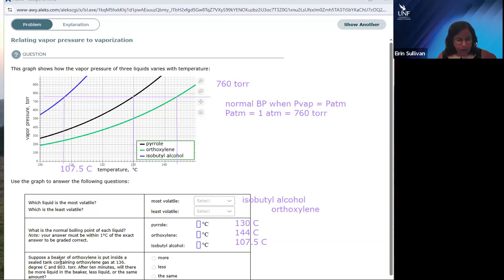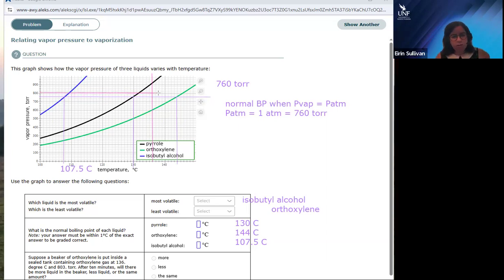All right, so suppose a beaker of orthoxylene, okay, so we're looking at the green line, is put inside a sealed tank containing orthoxylene at 136 degrees Celsius and 803 torr. So what I'm going to do is change color here. I guess pink, why not? So I'm going to draw a line for 136 Celsius, about here to where that intercepts the green line. Oh, 803 torr, so that's above atmospheric pressure. It's pretty much on 800, right?